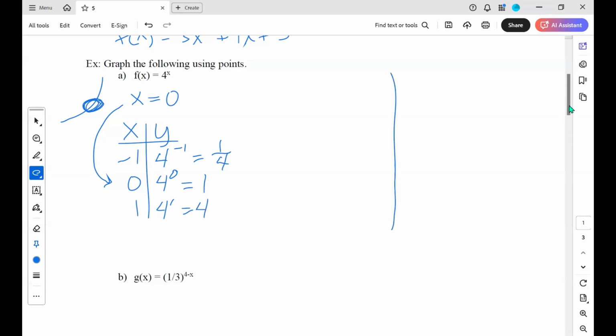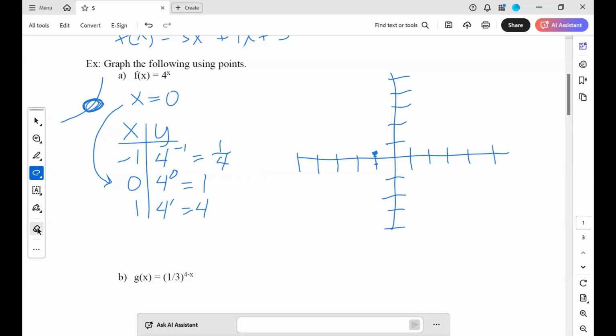So now we go and graph. Again, I will have the XY coordinate system on the test for you, so you don't have to worry about graphing that. All right, so we got -1 and 1/4, 1/4, not -1/4. So that's there. Then we have 0, 1, which is right there. And then we have 1, 4. And if you can see that curve coming out.